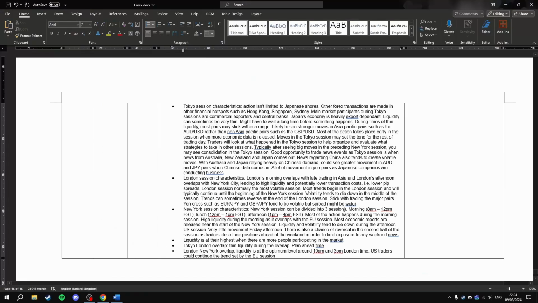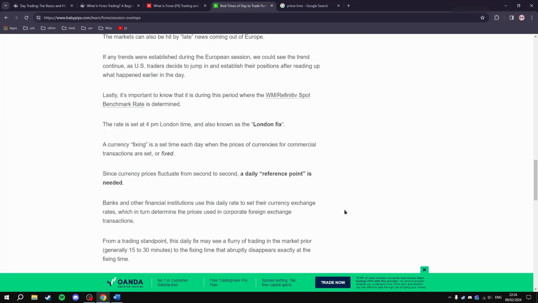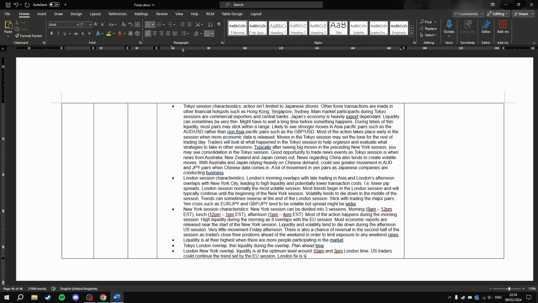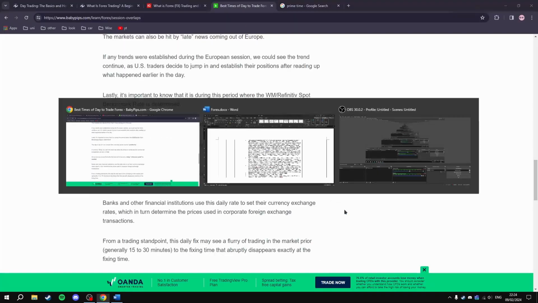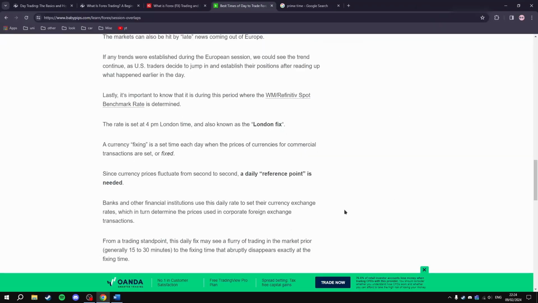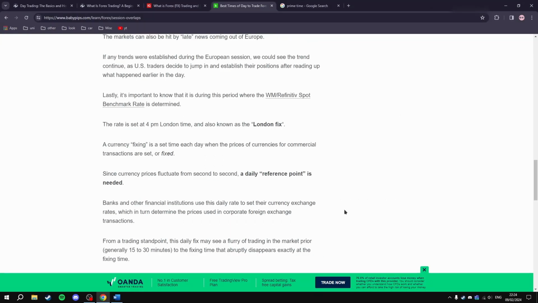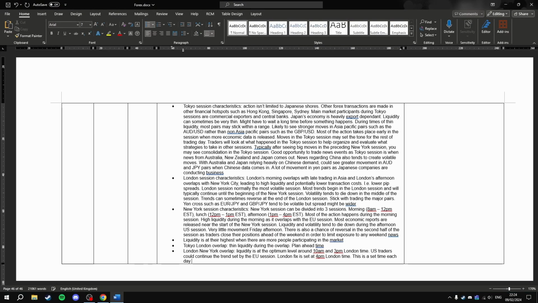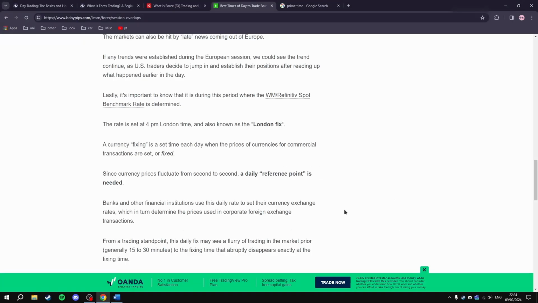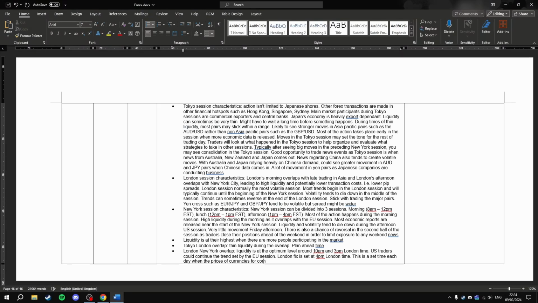It's not a currency. The London fix is set at 4 PM London time. This is a set time each day when the prices of currencies for commercial transactions are fixed.